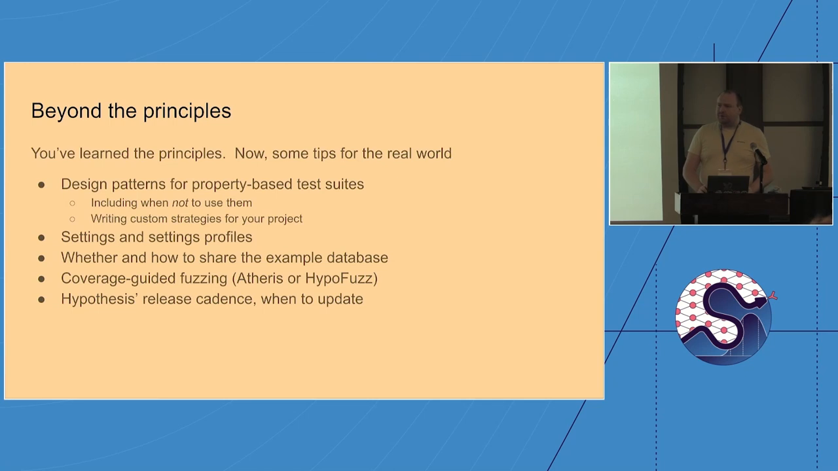So we've gone through the principles of property-based testing, described what it is, looked at generating data, and then the kinds of properties that you might want to test for your code. So this last section is miscellaneous, stuff that's worth knowing that doesn't fit well. I'm calling that design patterns for property-based test suites. We've talked about design patterns for individual tests. How do you fit this into a broader testing strategy? I'm going to talk about settings and how you configure things, whether and how to share the example database and what that actually is, and then look a little bit at coverage-guided fuzzing and the Hypothesis and testing ecosystem more broadly.